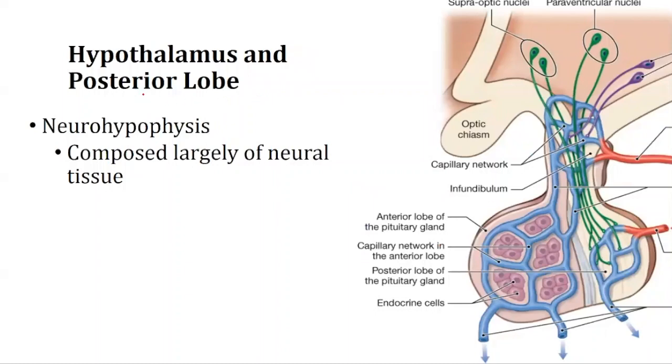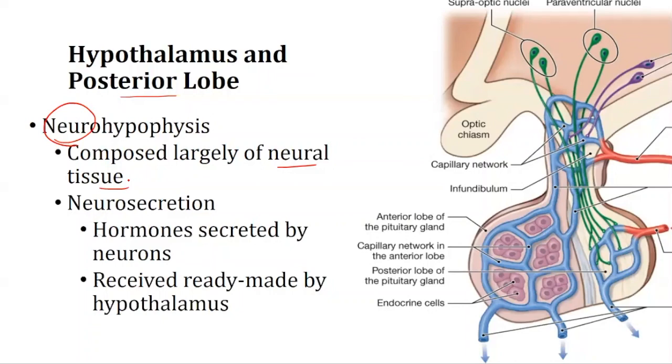Okay, let's zoom into the posterior part of pituitary gland and how the function of posterior lobe is related to the function of hypothalamus. Posterior lobe is also known as neural hypophysis. Where does the prefix neural come from? This prefix comes from the fact that posterior lobe is composed largely of neural tissue. We know neural tissue is composed of neurons, right? So there has to be some kind of electrical signaling or secretion of something.